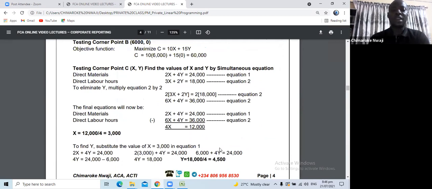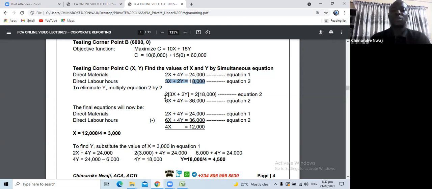You need to find the value of x and y, and you have to use simultaneous equations to find that out. So we bring our materials and labor equation, equation 1 and equation 2. Now, we have to use the elimination method. So how do you eliminate this? We can choose to eliminate y. For you to eliminate y, they must be of the same value. So how can we make this 4y and this 2y equal? One way is by multiplying this equation by 2.